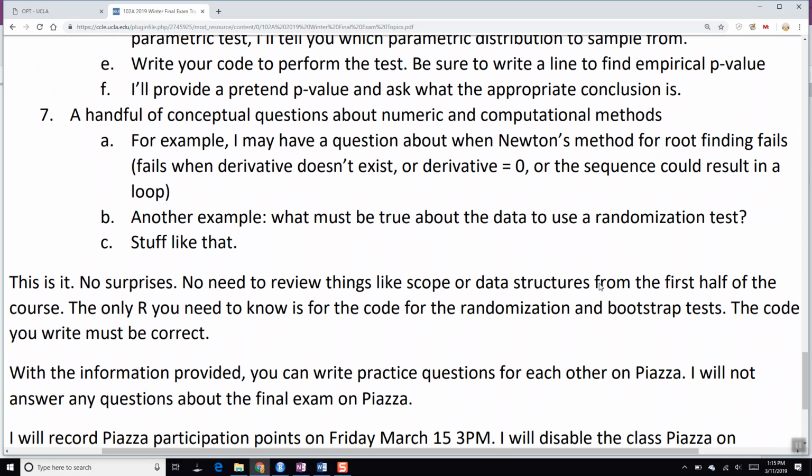So, for example, I might have a question like, when will Newton's method for root finding fail? It fails when the derivative doesn't exist, or it fails if the derivative equals 0, or it could also fail if the sequence results in some kind of loop, where you take the next iteration and it sends you back to where you started from, and that could happen as well.